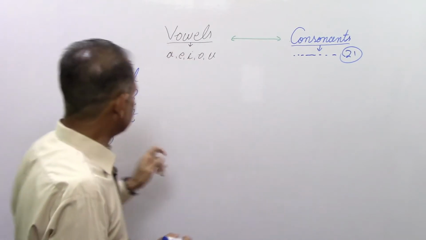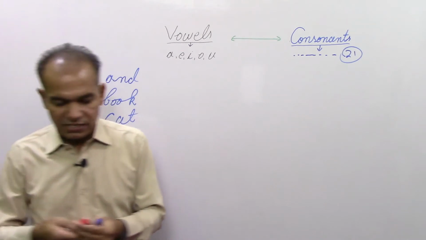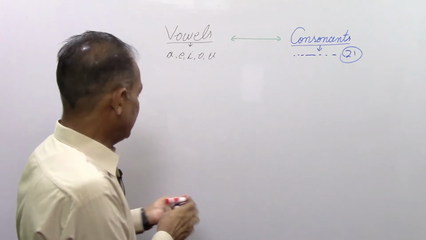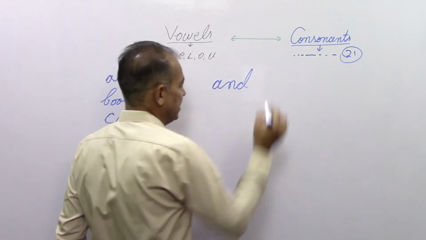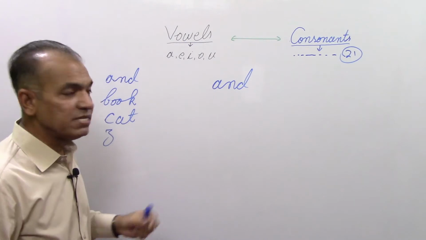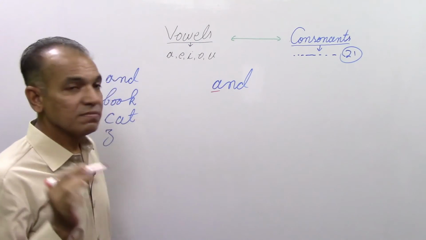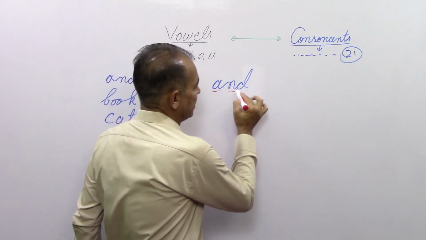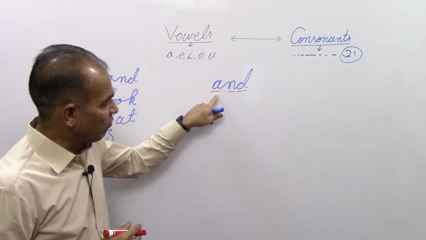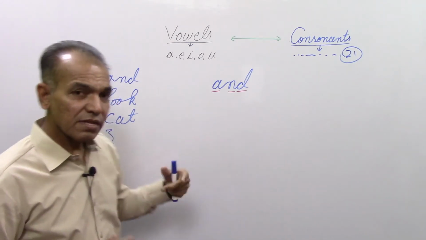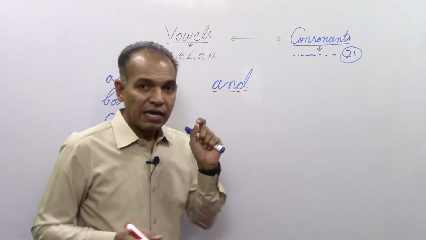For example, let's take the first word here, and. This is a word, and you can see it has 3 letters, A, N and D. Now, how many vowels are there in this word? 1 vowel. And how many consonants? 2 consonants. N is a consonant and D is also a consonant. Now you can see that the combination of a vowel and 2 consonants has become a word, and it has its own sound. The sound is and.